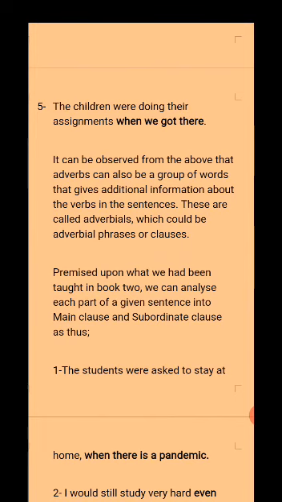Now, we went further to explain that it can be observed from the above that adverbs can also be a group of words that gives additional information about the verbs in the sentences. These are called adverbials, which could be adverbial phrases or clauses. So now, the difference between adverbials and adverbs is that adverbs are only a single word, like seldom, business-wise, financially, voraciously, and so on.